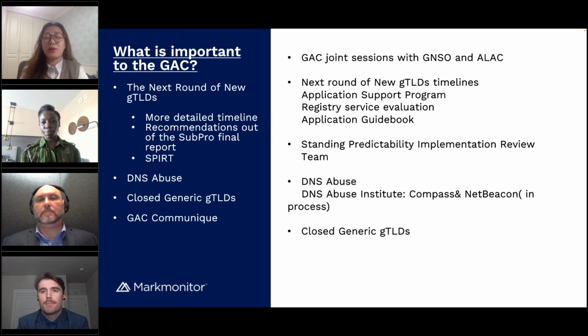And as for the closed generic gTLDs, the GAC offered the advice that prior to the next round of new gTLDs, the forthcoming applicant guidebook should clearly state that closed generic gTLD applications will not be considered unless and until there is a community-developed consensus policy in place.